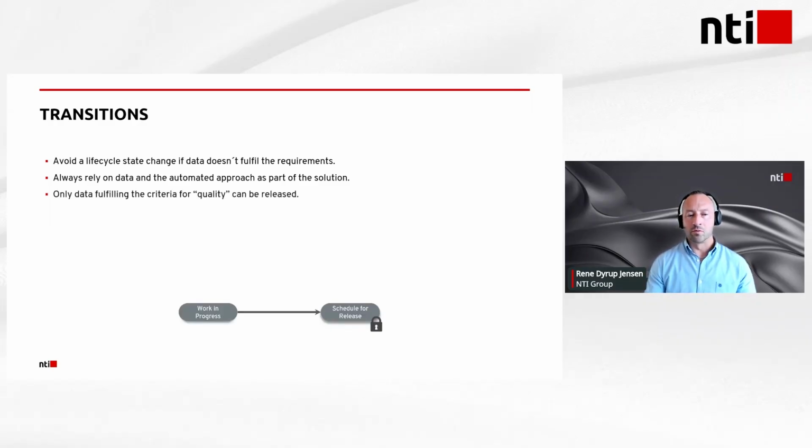And you also want to ensure that only data fulfilling the criteria for what you could expect as quality can be released in the end. So these are three obvious things that need to be a part of the lifecycle state process.